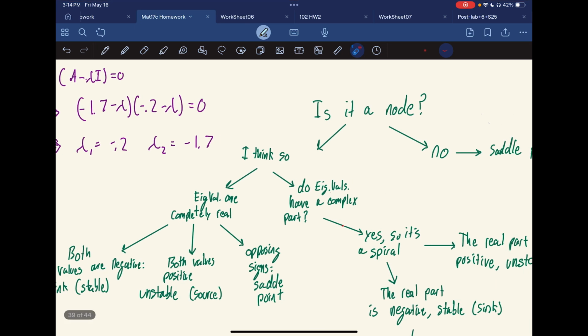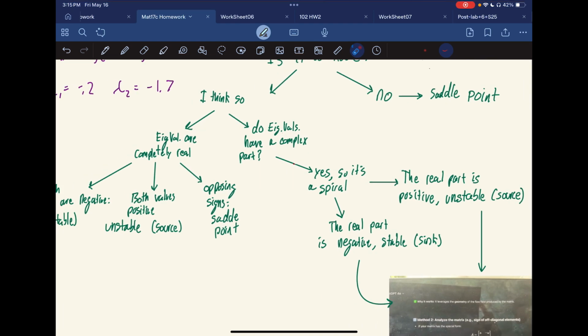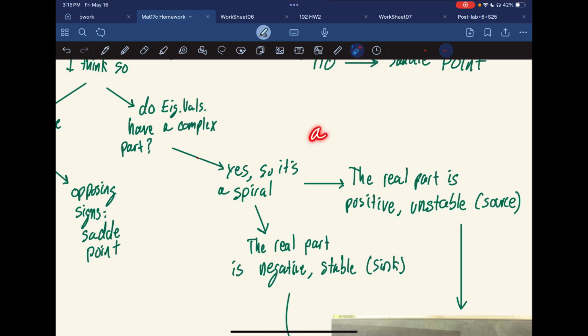But let's say these eigenvalues had complex parts, meaning they have something that looks like this, with an i. That would suggest that it's a spiral, because only spirals have complex parts. There is no other type of node that has complex parts and is not a spiral. It has to be a spiral. So if you do have a spiral, it's going to be in this conjugate form.